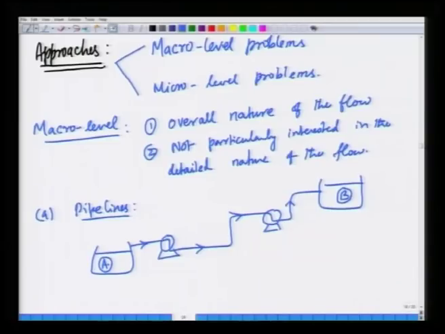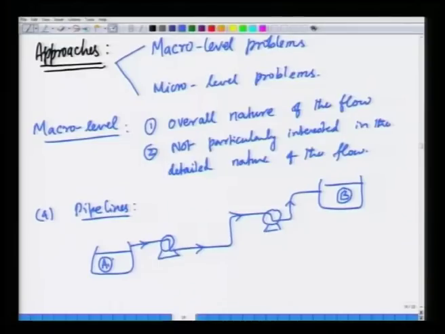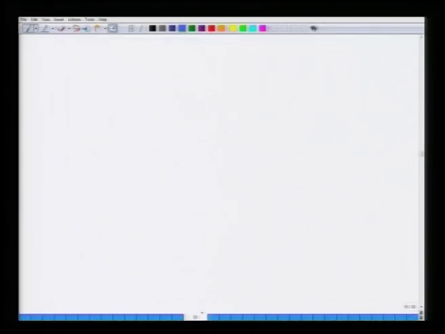So, the questions are, first of all, in macro scale problems, suppose you want to design a pumping system and a pipeline system that transports fluid from point A to point B. The questions are, what are the power requirements for the pump?